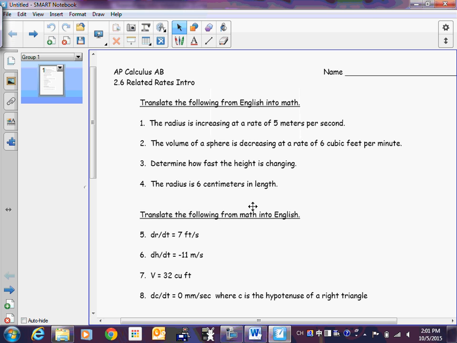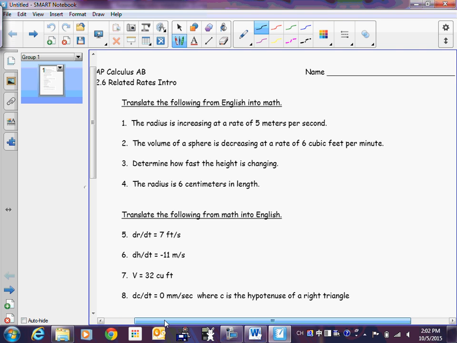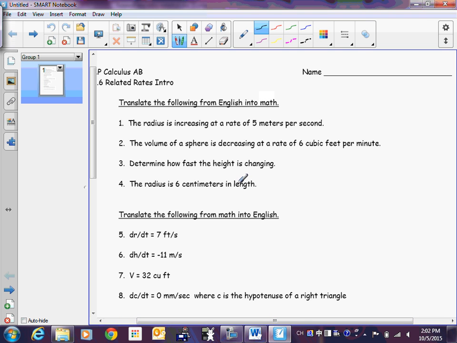Okay, so let's practice this, translating the following from English into math. When we're doing word problems, you're going to read through the word problem, and you have to know mathematically, what does that mean? So on number 1, it says the radius is increasing. So the radius, r, is increasing at a rate. What does the word rate make you think of that we've been doing? Slope, or what else could we say? Derivative, okay?